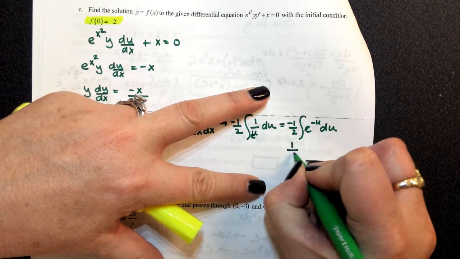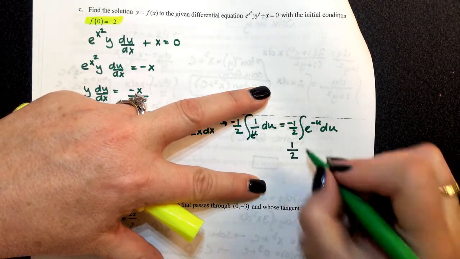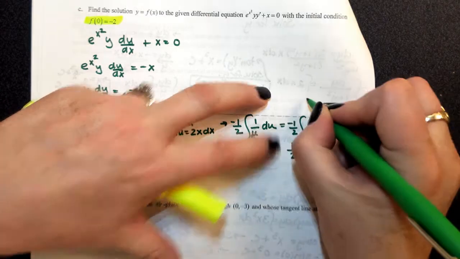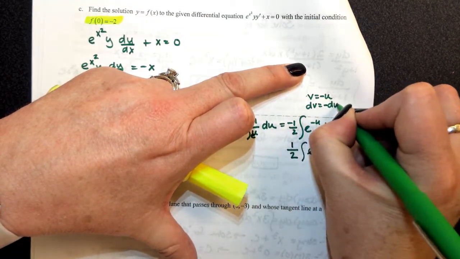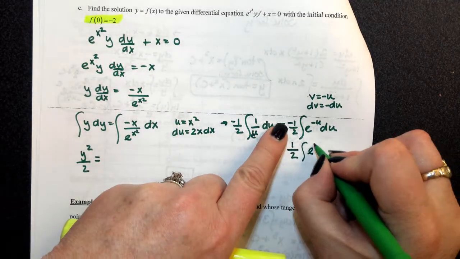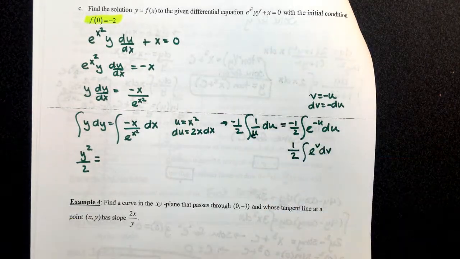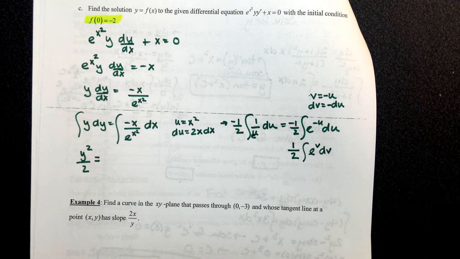So I have a 1/2 times the integral of e to the, so if I let v be equal to negative u, my dv would be a negative du. So e to the v dv. Probably would have been easier from the beginning had I just written this as an e to the negative x squared. That way it would have avoided that double substitution.